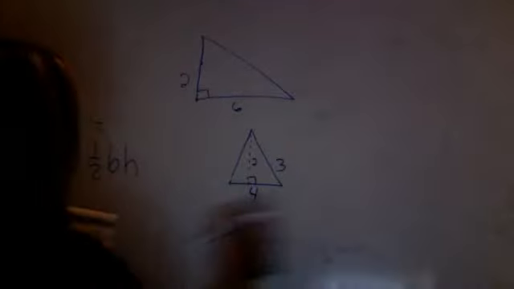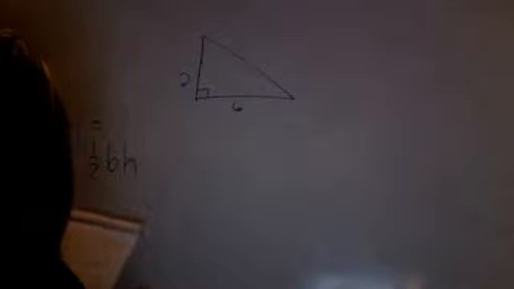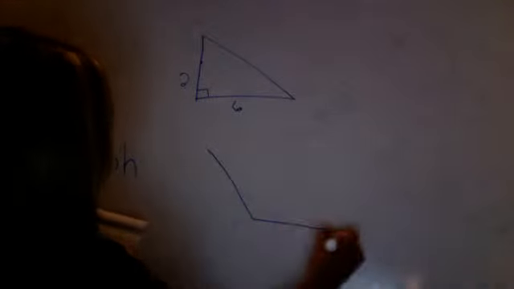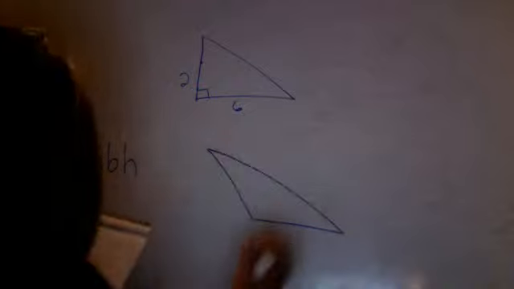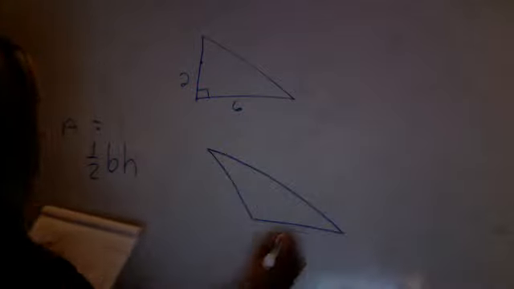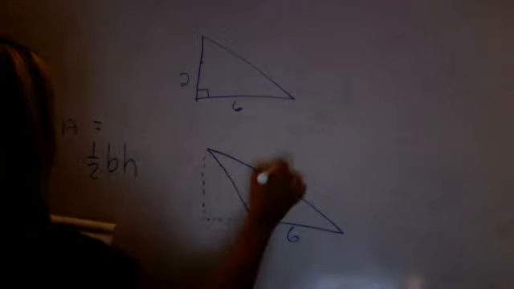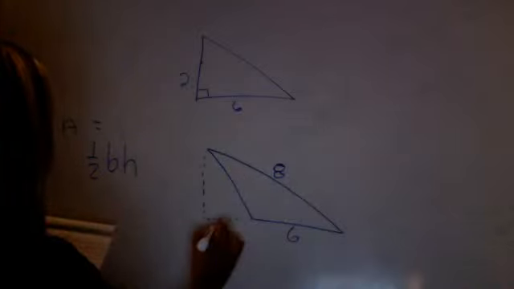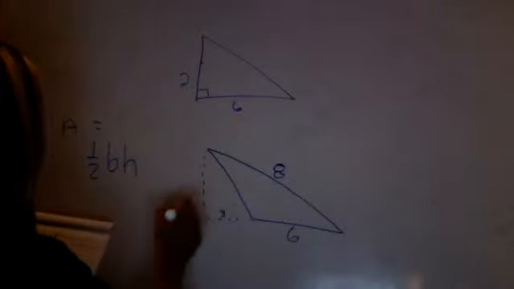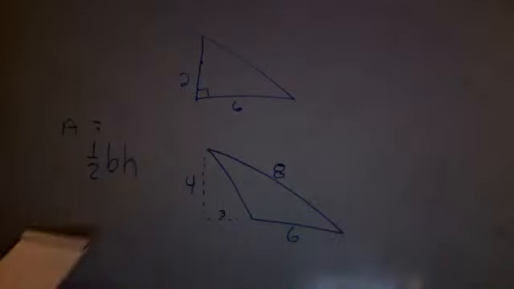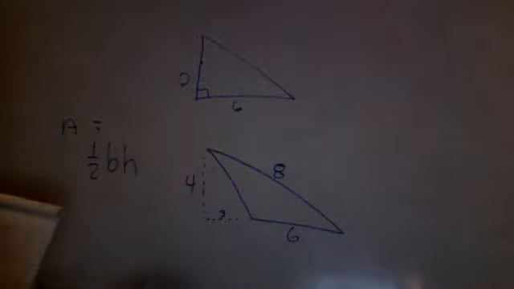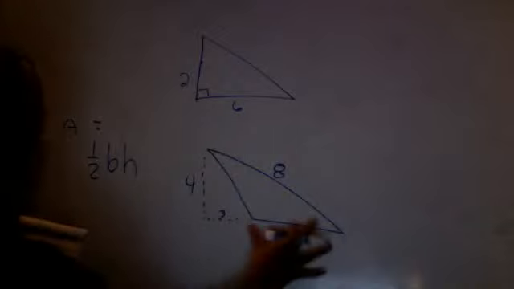Let's look at a different one, an obtuse triangle. Okay, let's look at this one. This is my triangle, not the dotted line. Even though it makes another triangle, that is not our triangle. Our triangle is the full one, this one over here. So what's my base? 6 is your base.